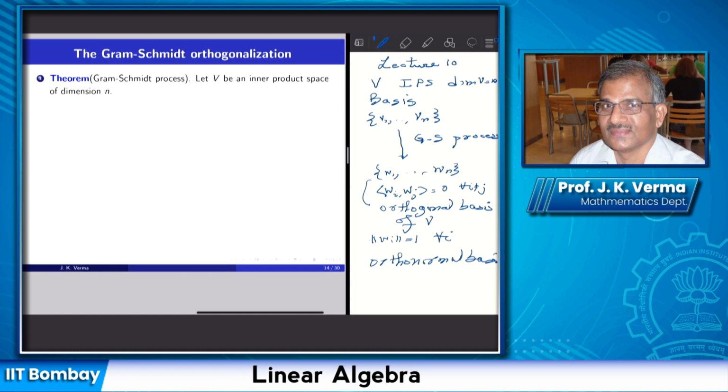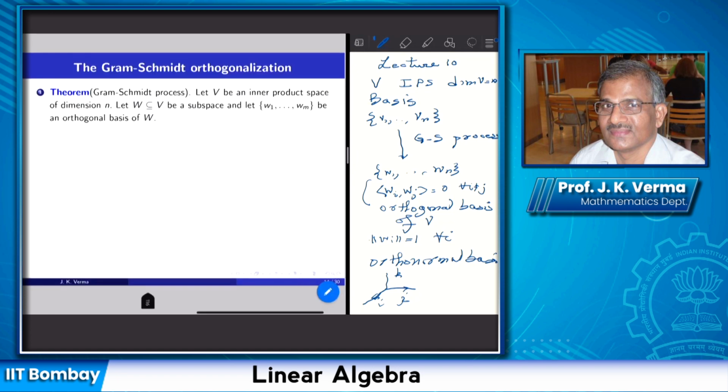We are used to orthonormal bases. In R3 we work with i, j, k, the standard basis, and they are mutually perpendicular and have unit length. So when we have an inner product space, the best basis to work with is an orthonormal basis. But a vector space comes with some basis constructed by some process. We can apply this Gram-Schmidt process to convert a given basis into an orthogonal basis or orthonormal basis. So let us look at the formal statement of this.